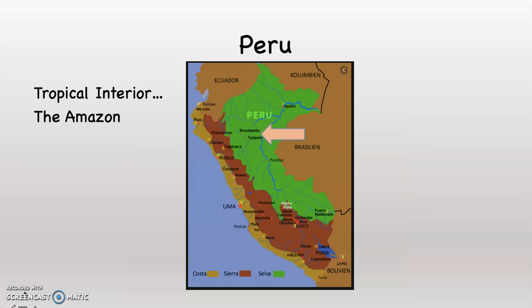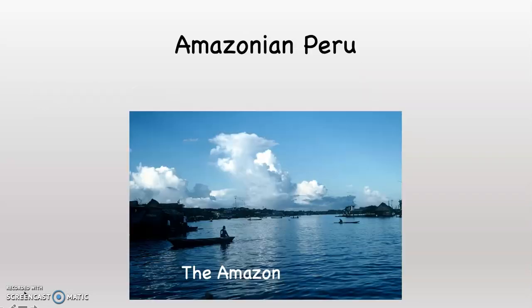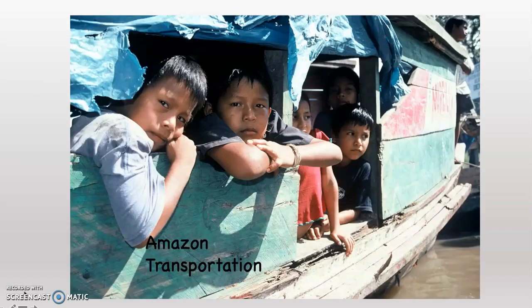And then there's the tropical interior, which is the Amazon. Amazonian Peru is a disconnected interior lowlands. That's the Amazon River right there in that picture. And notice there's no roads. The primary form of transportation there is on boats. This is the way people mostly move around.